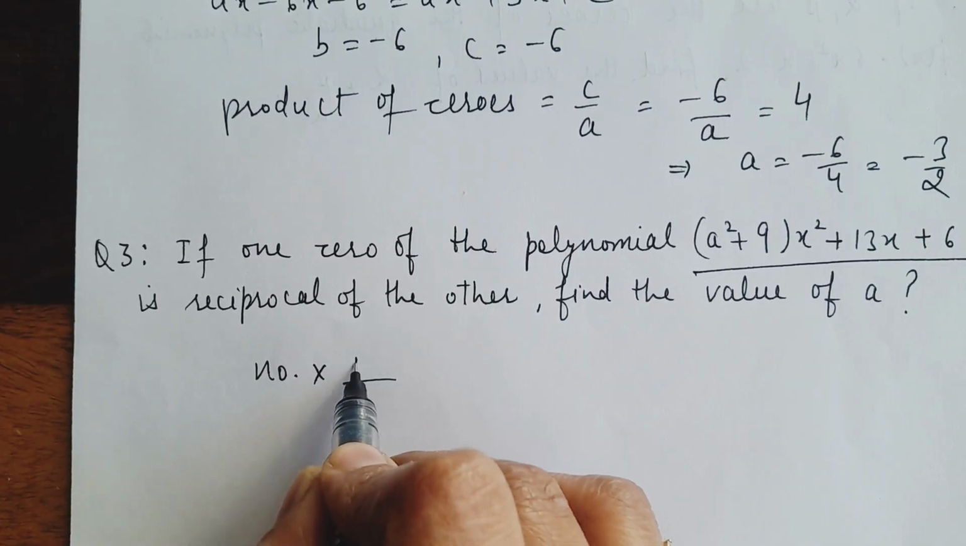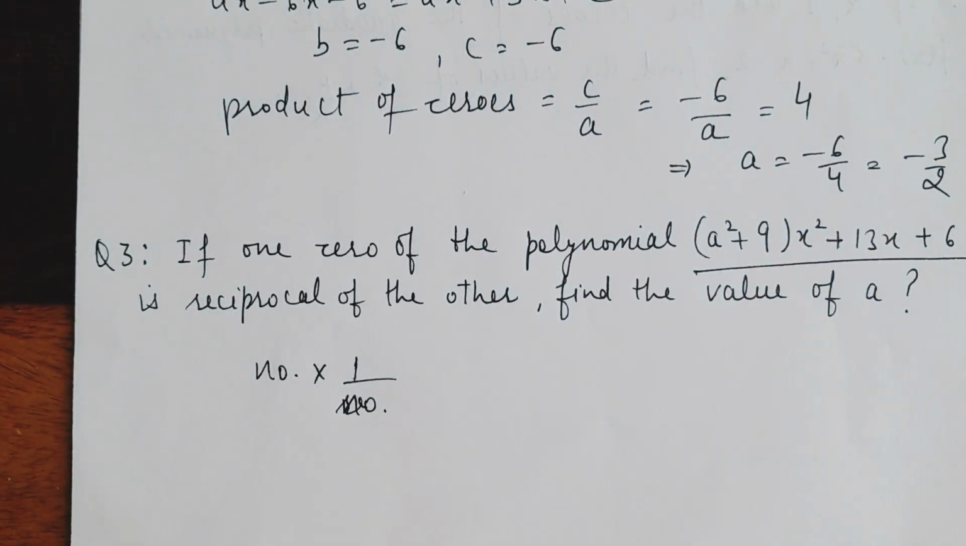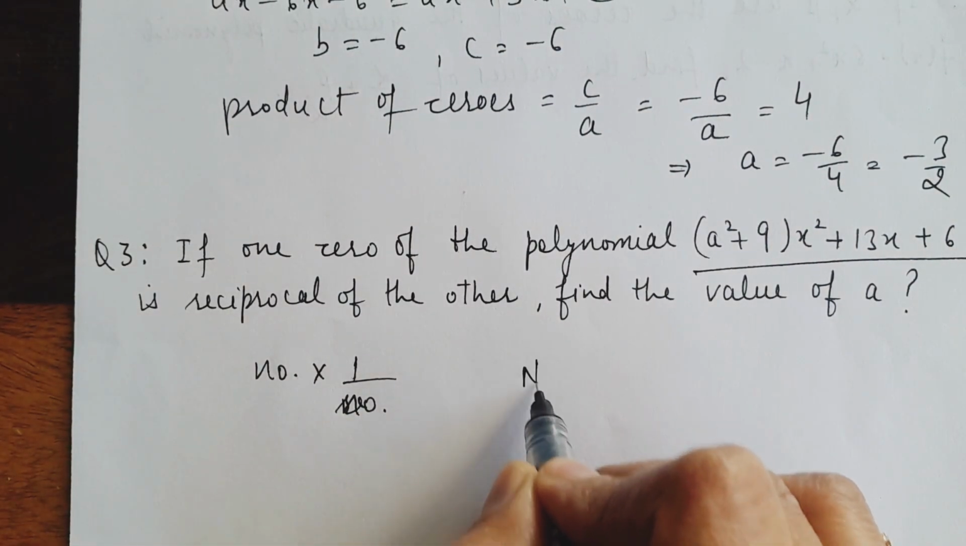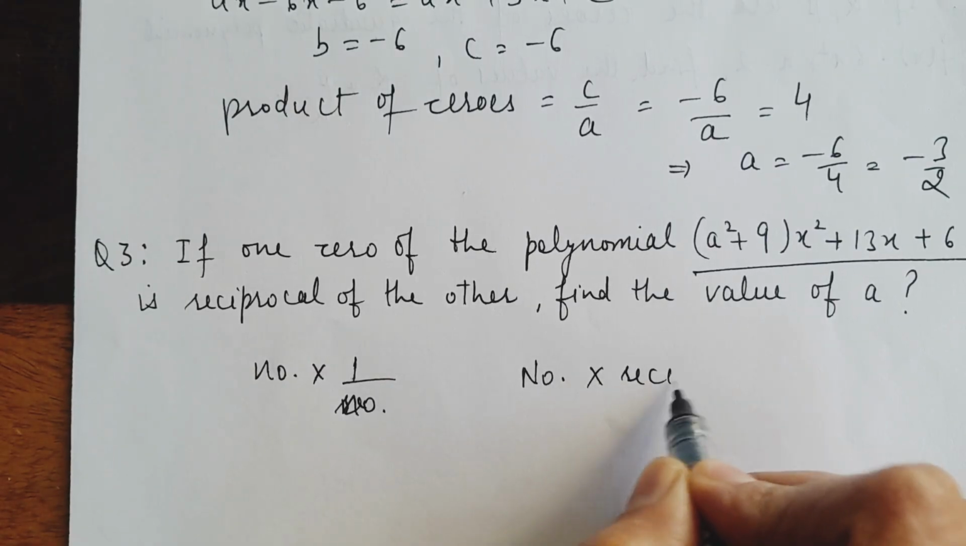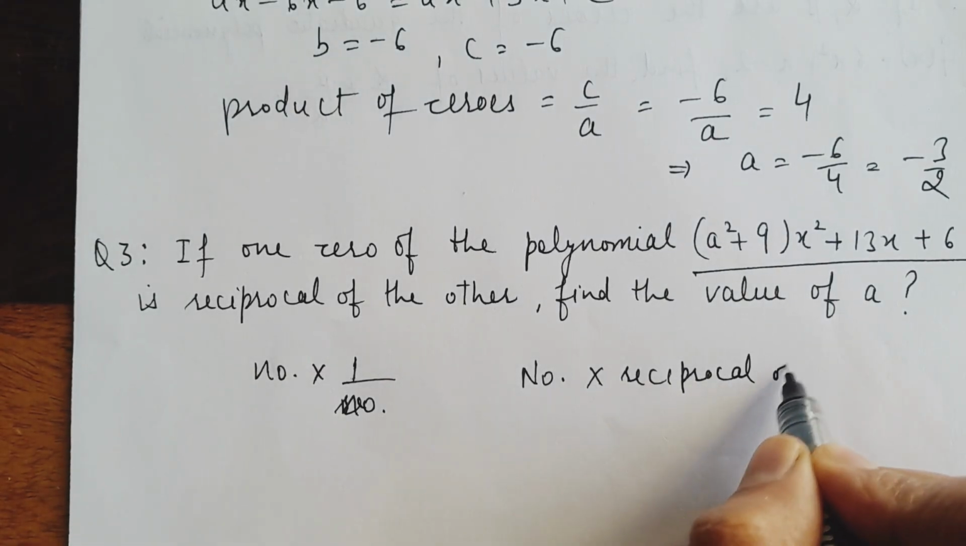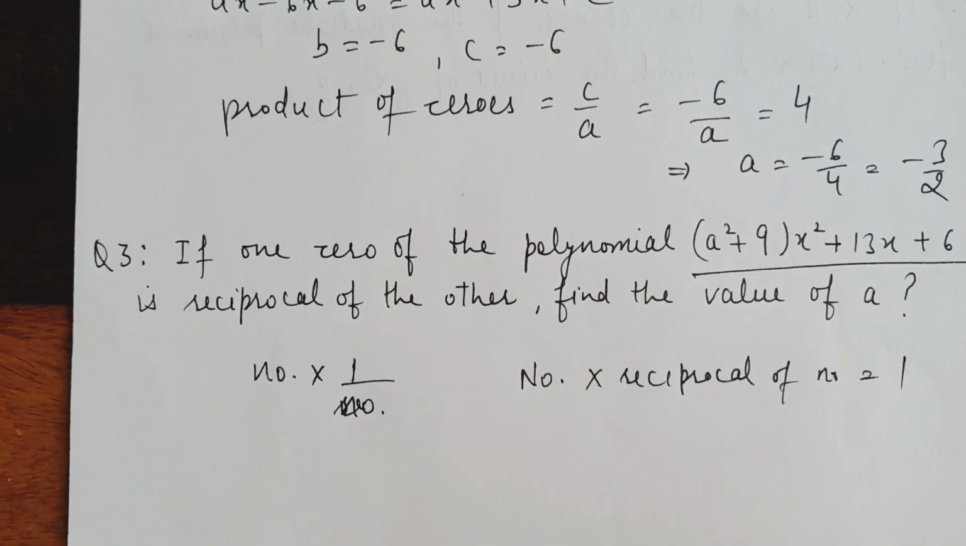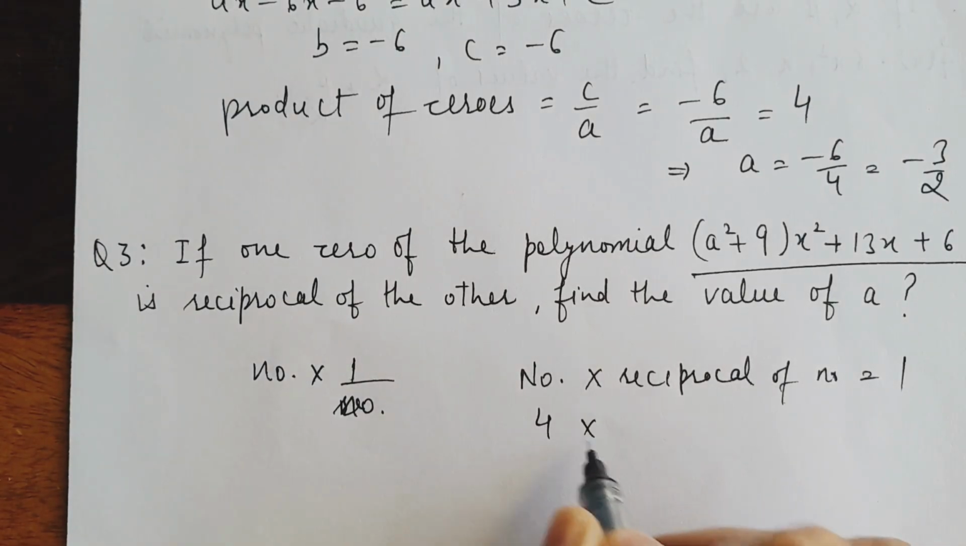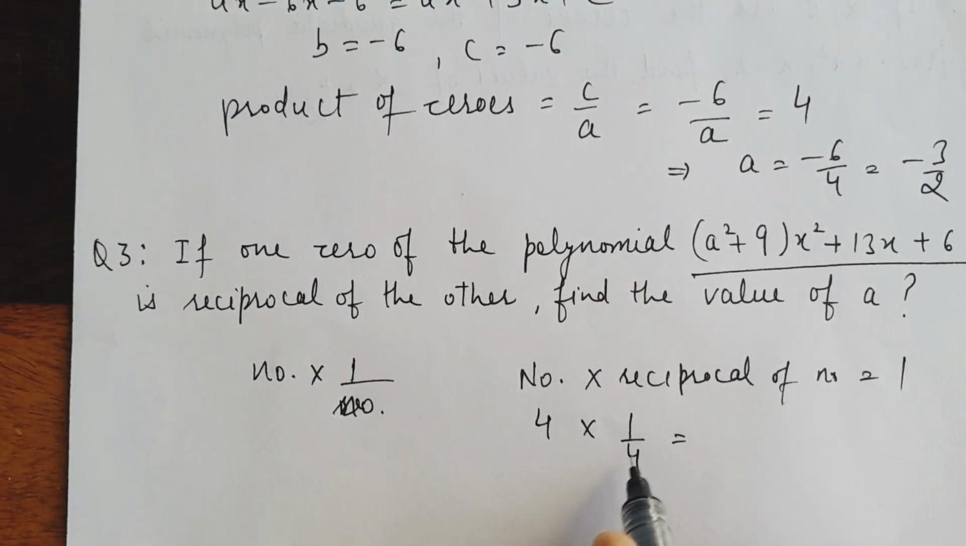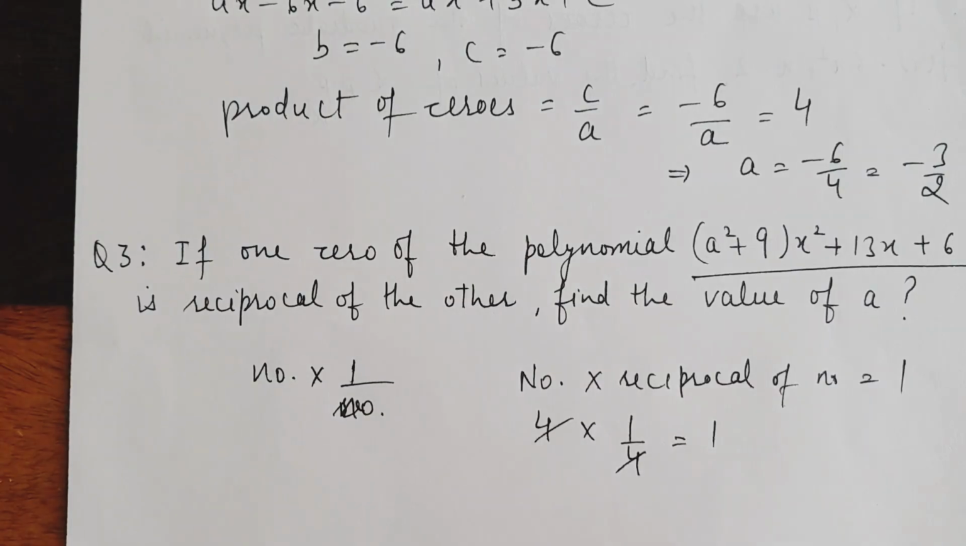Reciprocal of the number means 1 by that number. If you multiply a number by its reciprocal, you will always get 1. Suppose 4 is the number, reciprocal of 4 is 1 by 4. If you will multiply them, you will always get 1.